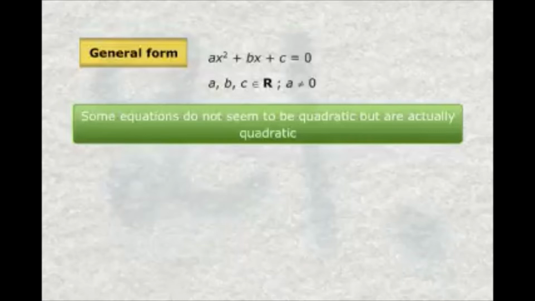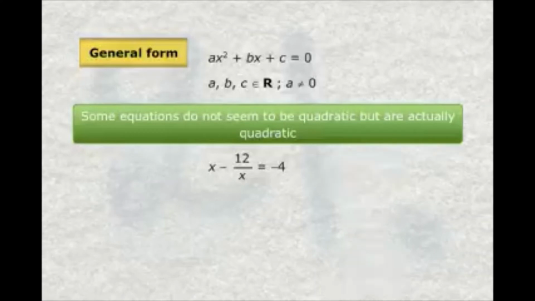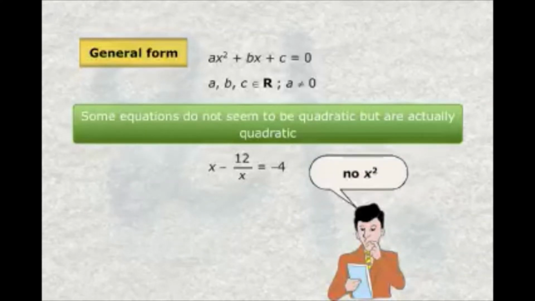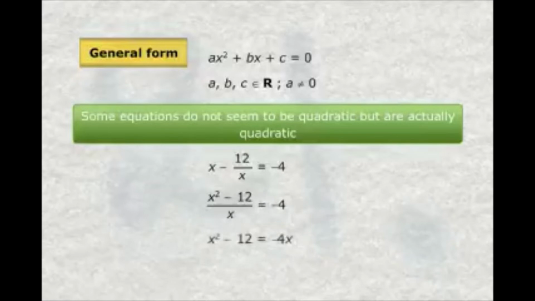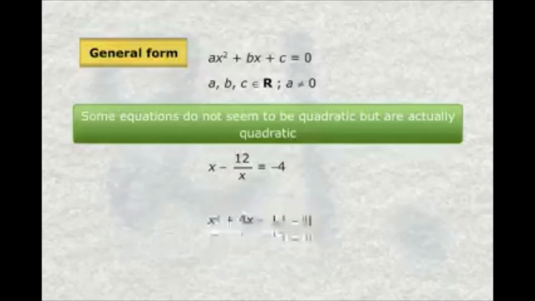For example, consider the equation x minus 12 by x equals minus 4. Now, this is not looking like a quadratic equation. We cannot see any variable x that has a degree 2. So what do we do? We simplify it. We take x as a denominator there. Now we cross multiply there. And we take the terms on the right hand side to the left hand side there. So what do we finally get? x squared plus 4x minus 12 equals 0. And hey, this is certainly a quadratic equation, right?